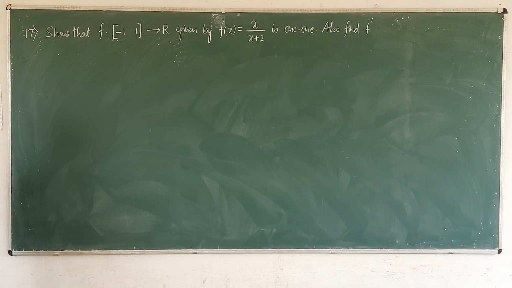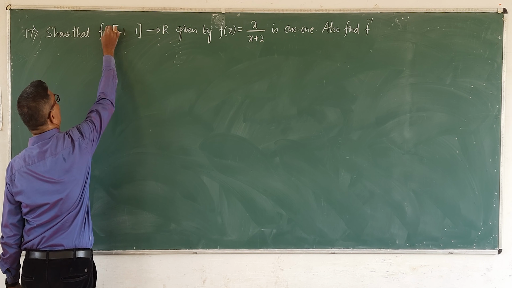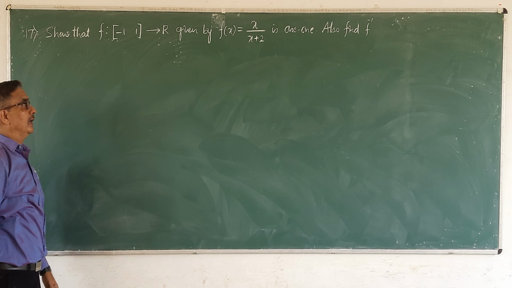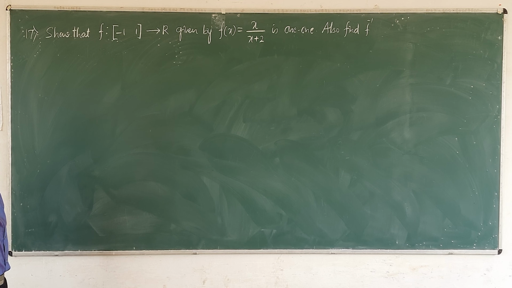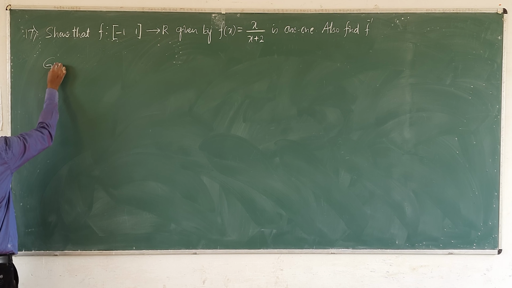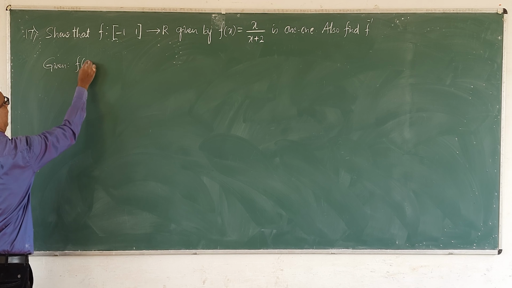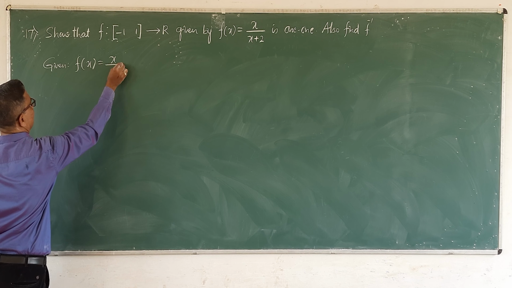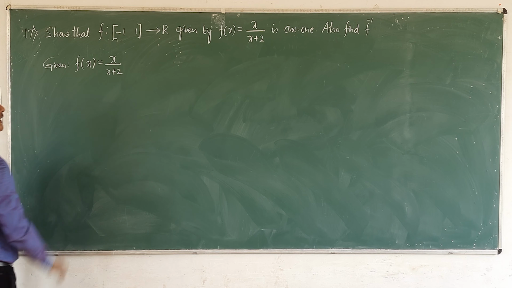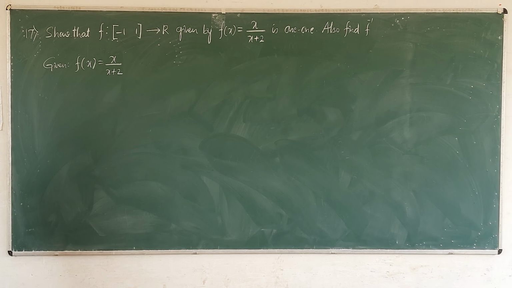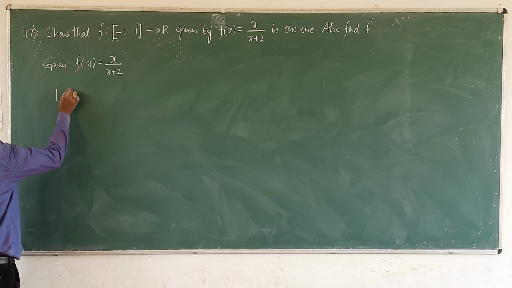Okay. Next problem. Problem number 17. Show that the function f from the closed interval [-1, 1] to the real numbers R, given by f of x is equal to x divided by x plus 2, is a 1-1 function. Show that the given function is 1-1. Also find its inverse. Definition of a 1-1 function.